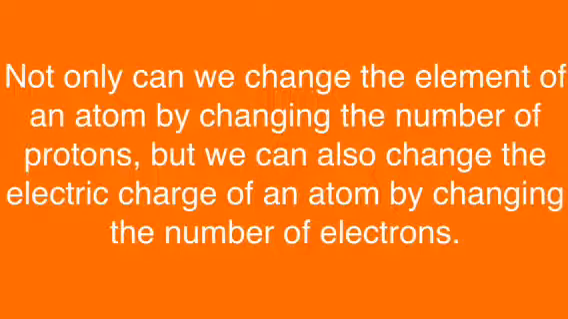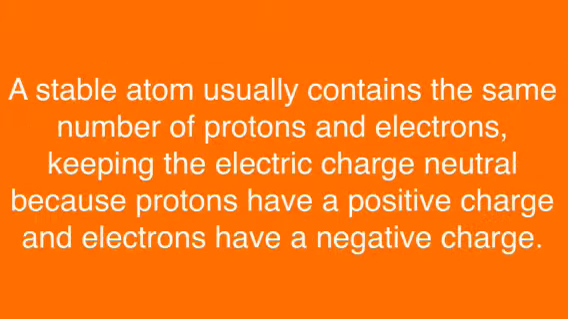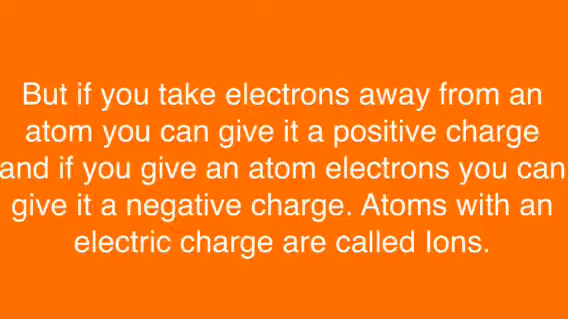Not only can we change the element of an atom by changing the number of protons, but we can also change the electric charge of an atom by changing the number of electrons. A stable atom usually contains the same number of protons and electrons, keeping the electric charge neutral because protons have a positive charge and electrons have a negative charge. But if you take electrons away from an atom, you can give it a positive charge, and if you give an atom electrons, you can give it a negative charge. Atoms with an electric charge are called ions.